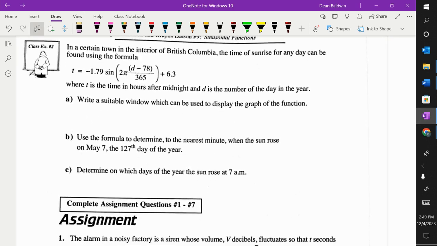In a certain town in the interior of British Columbia, I don't know if this is a true thing, but the time of sunrise for any day can be found using the formula. They usually just give you a time. Imagine if they gave you that. Okay. All right. Use the formula to determine to the nearest minute the time when the sun rose on the 127th day of the year. Okay, we're going to punch this formula into Desmos.